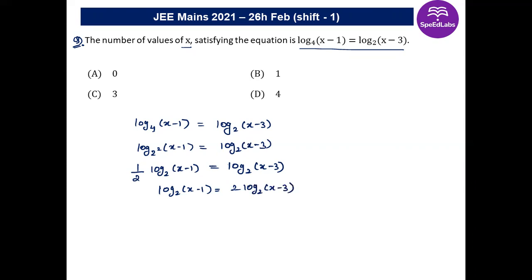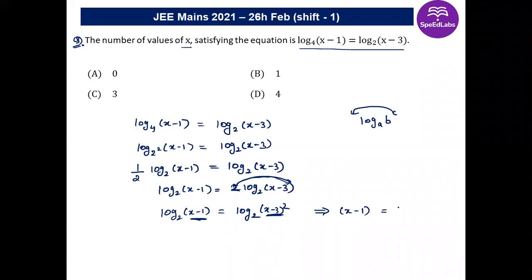So this will become like this, and now this 2 is in multiplication. Can we take it in the power of x minus 3, right? We know log of a to the power c, this c comes in multiplication, so we are doing the reverse calculation. We are taking this in the power, so it will become log of x minus 1 to the base 2 equals to log of x minus 3 square to the base 2. Now if you see on both sides, base of log is same, so if base is same, we can equate the arguments, right? So the equation will become x minus 1 equals to x minus 3 square.